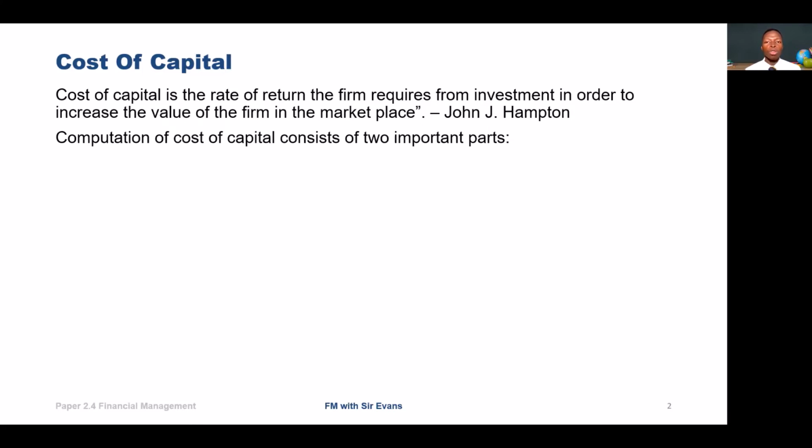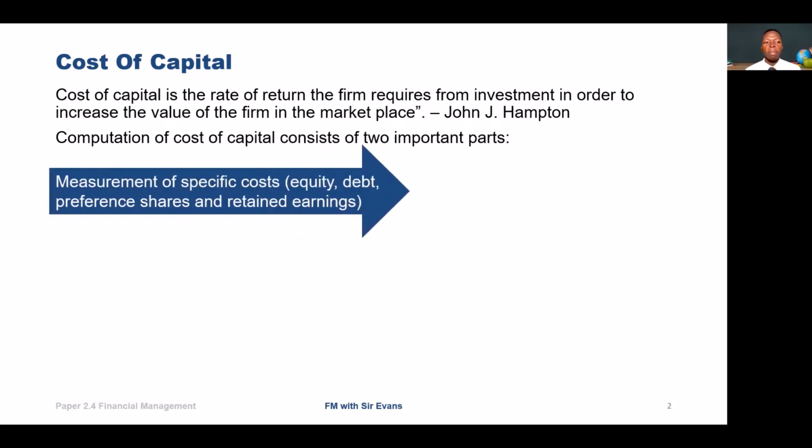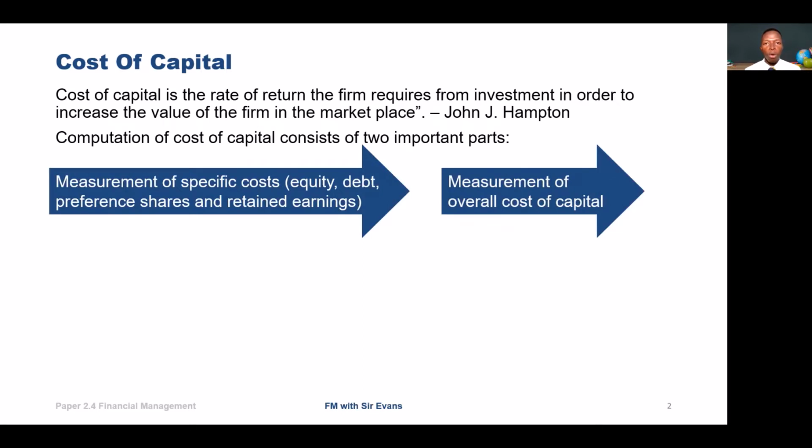This cost of capital can be computed by looking at two important parts. We have the measurement of the specific cost. So the cost of capital can relate to the cost of equity, cost of debt, cost of any preference shares, and cost of retained earnings. So you first measure this specific cost, then you measure the overall cost of capital, also the weighted average cost of capital. So we'll look at each of these individual sources of capital and how to compute their cost.